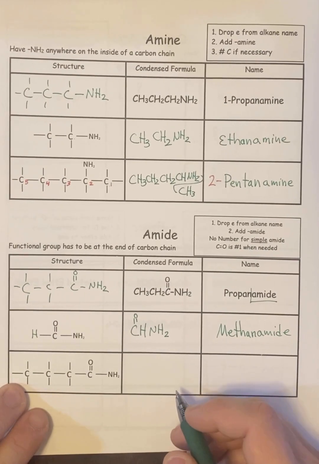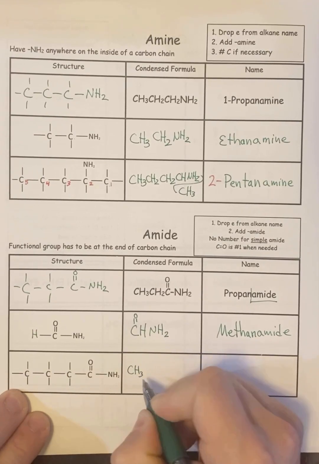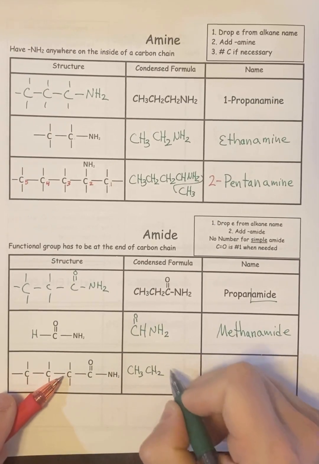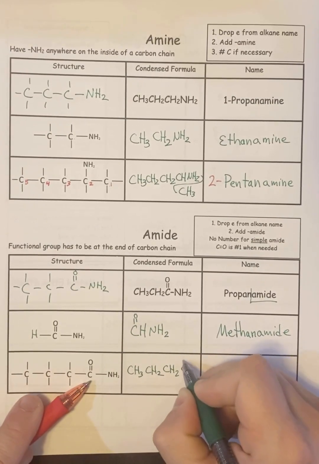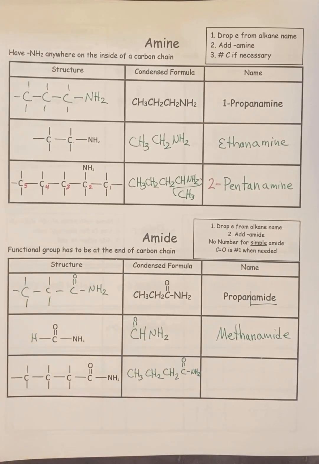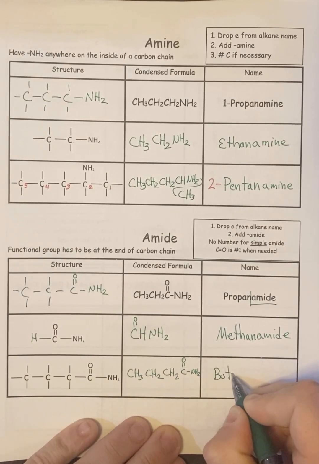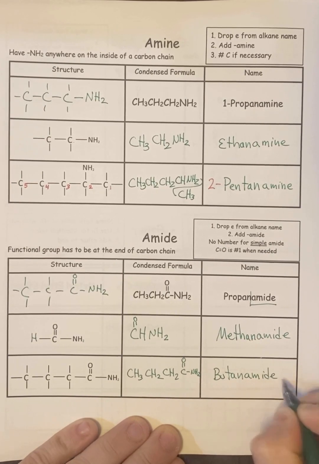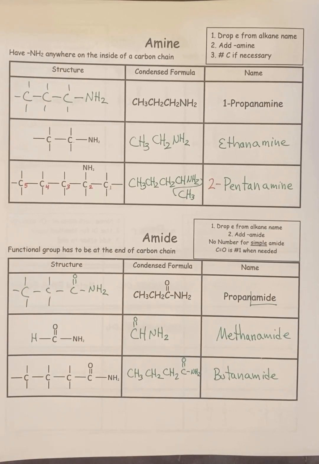For this next one, condensing is much more convenient. It's CH3 for this carbon, then CH2, CH2, and here I put a dash in. If you didn't include the dash, that's totally fine. So that's what it looks like. And then this one would be butane, A-N-E, drop the E, add amide. All right, that is amine and amide, however you say it. And that's it for this page. We've got a few more and we're done.